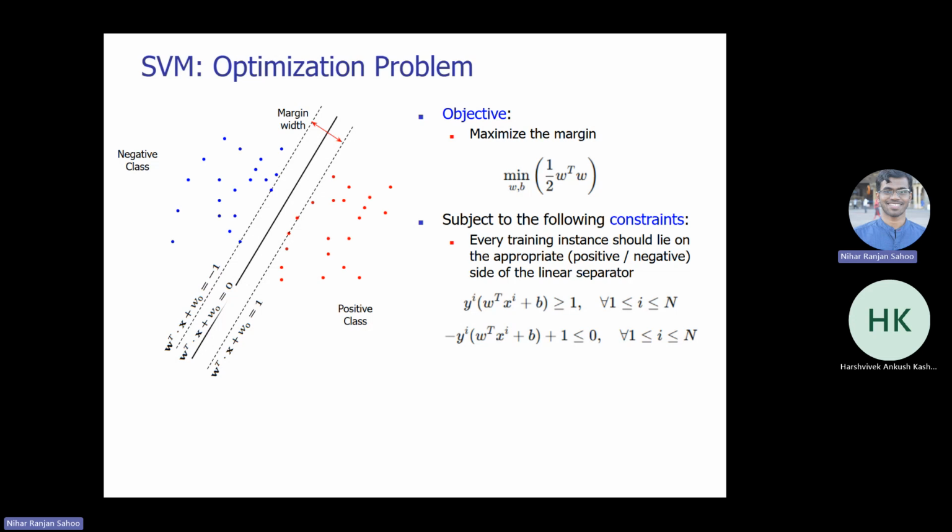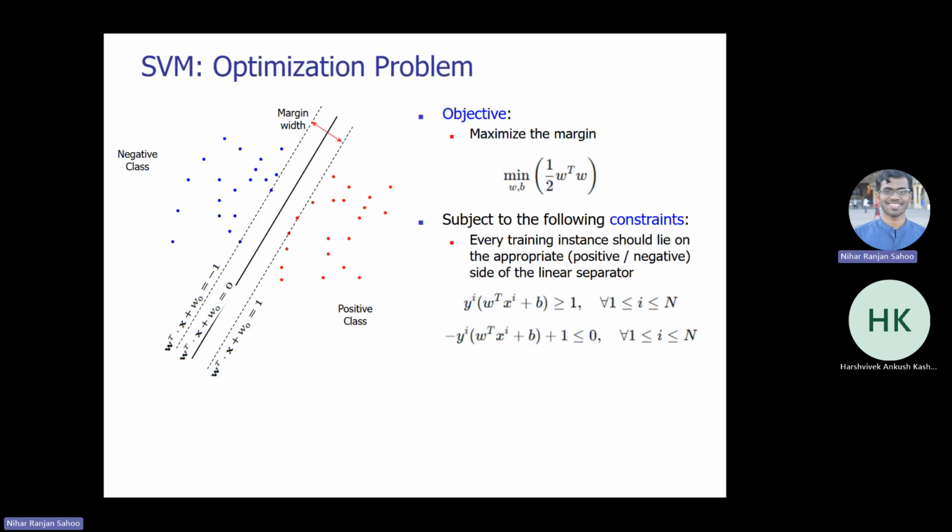Now this is our Y value. What will happen if we multiply Y into this equation altogether? It will be Y times (W transpose X plus B). For the positive class, Y is positive and W transpose X plus B is positive, so it will be greater than or equal to 1. For the negative class, Y is negative and W transpose X plus B is less than or equal to -1, so the minus multiplication again gives greater than or equal to 1. That is the single constraint we will use instead of two constraints.